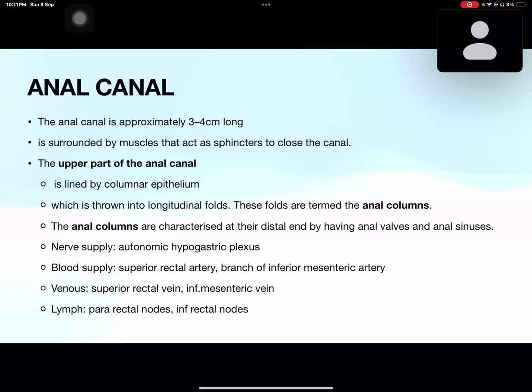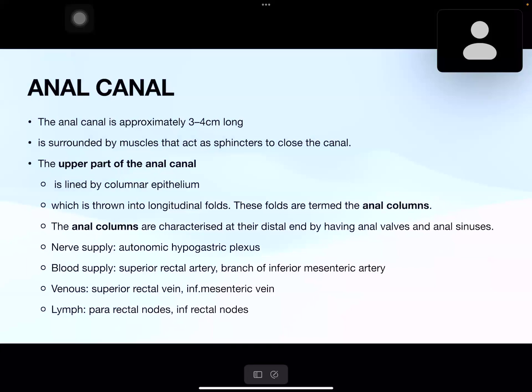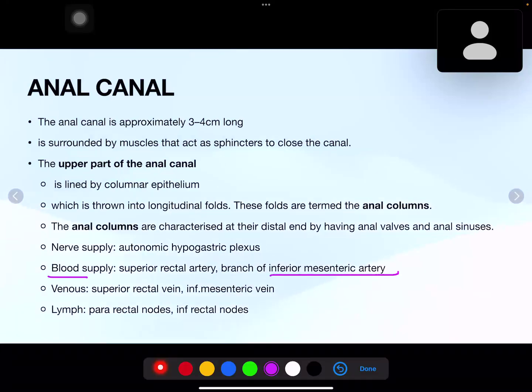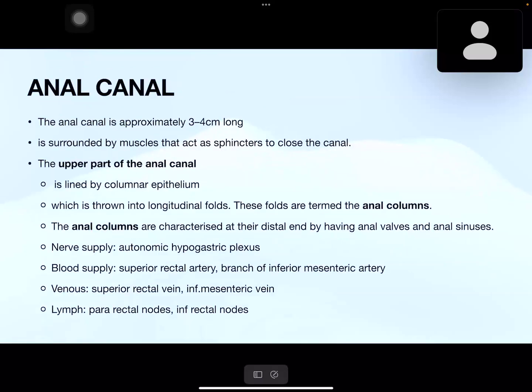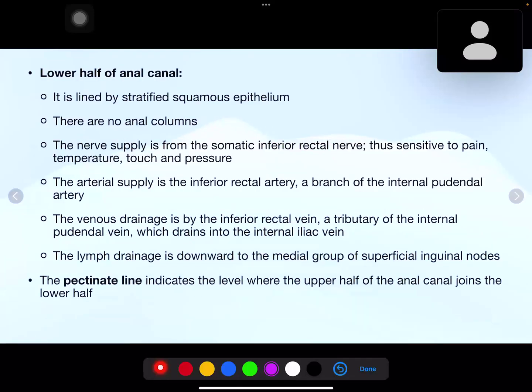Okay, so quickly just end this session. So these are the blood supply, because it is a branch of inferior mesenteric artery, the superior rectal artery, then again the superior rectal vein, which is a tributary of inferior mesenteric vein, and the lymphatic would be the pararectal nodes. Okay, so this is the lower half, which is anatomically different. So that's why the lining is different. So upper half was columnar and the lower half is stratified squamous epithelium.